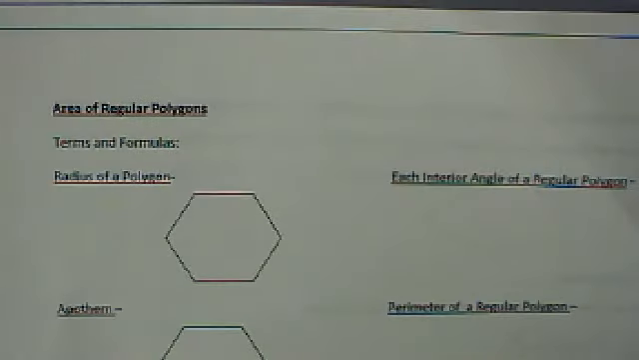How to solve for the area of regular polygons. Just as a review, remember that a regular polygon is a polygon where all the sides are the same length and all the angles are the same exact measure.